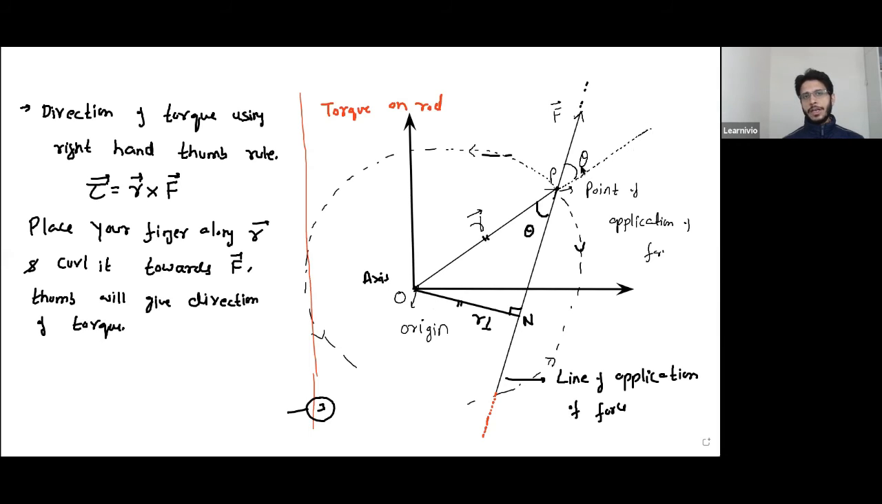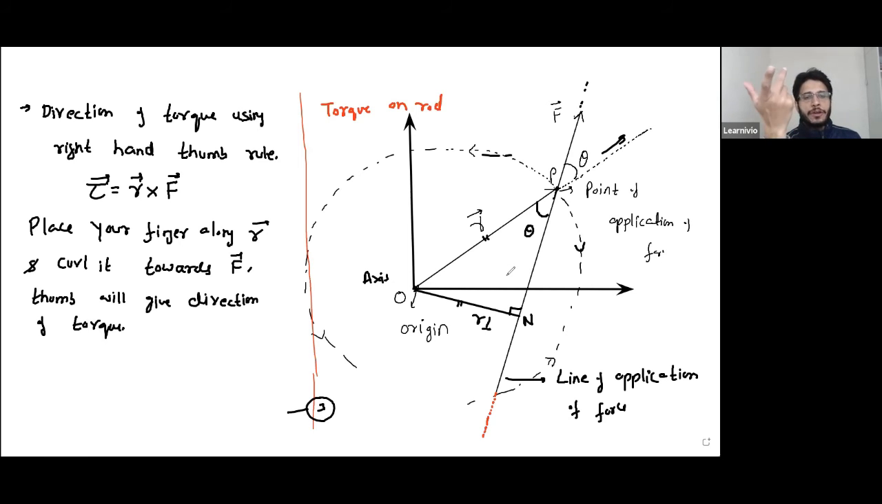So this is the direction of R. Take your right hand, place your finger along R and curl it towards F in this way. Where is your thumb pointing? Out. Yes, thumb is pointing out of the screen, right? Place your finger along R and just curl it towards F. Thumb is pointing outwards.